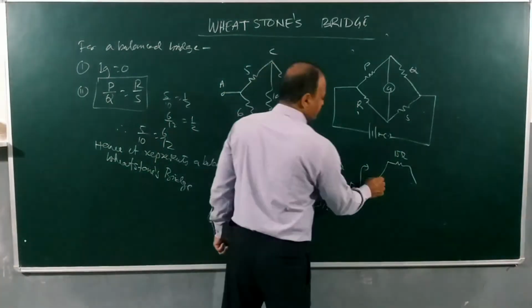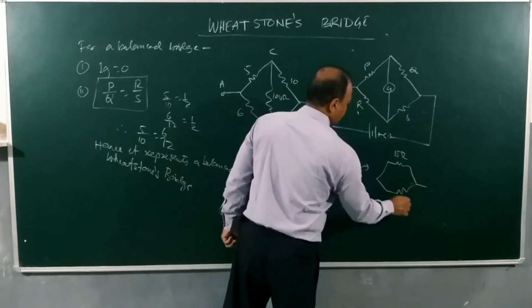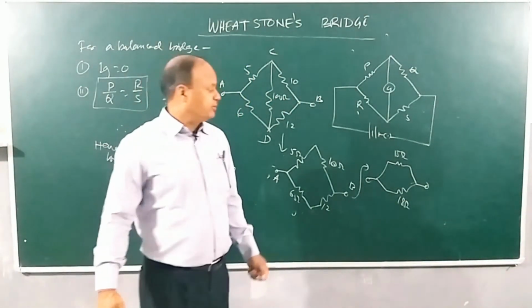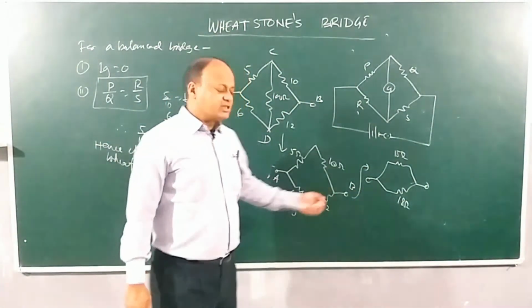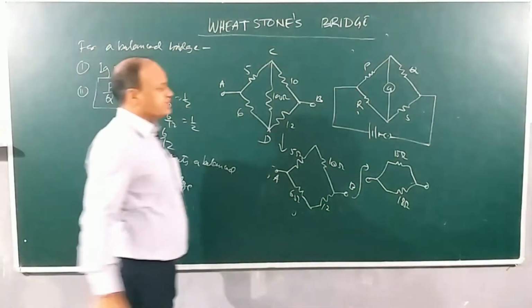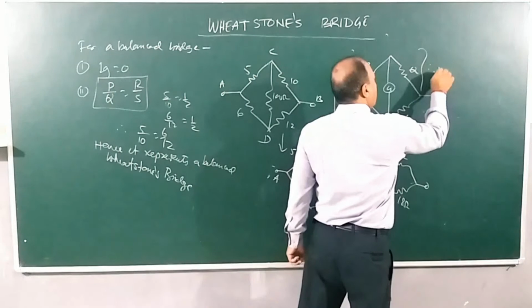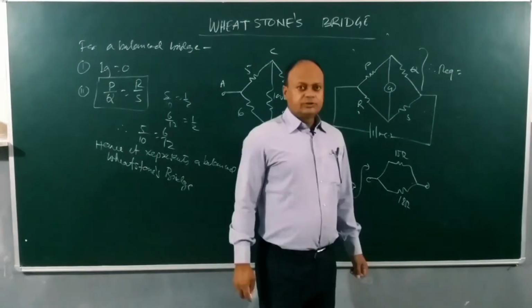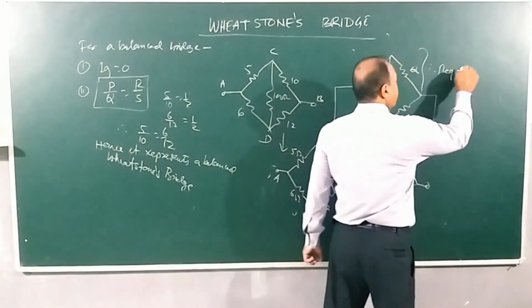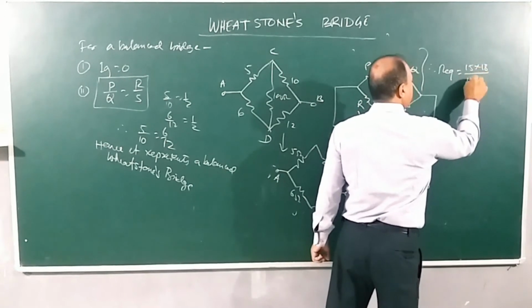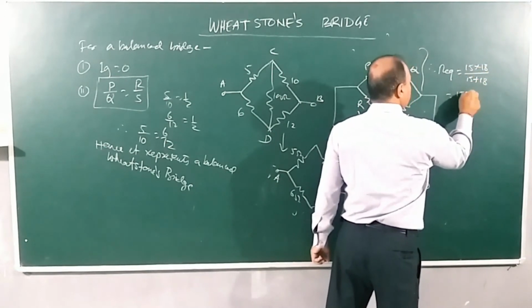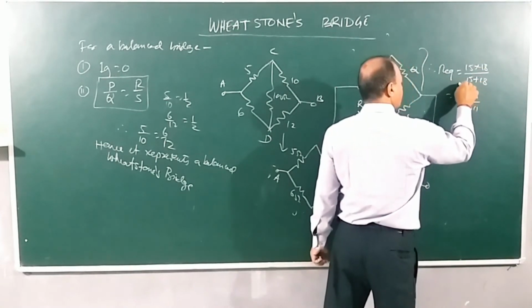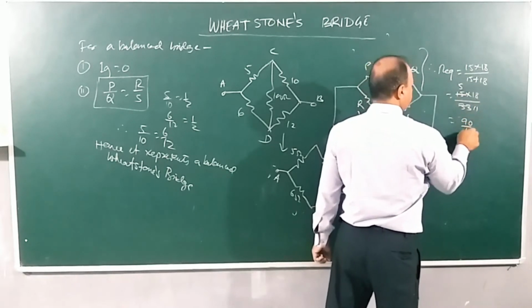6 and 12 are again in series. So how much is this? 18 ohm. And you can see that 15 ohm and 18 ohm are connected in parallel. Once I know this, then I can easily calculate equivalent resistance. Therefore, R equivalent is equal to 15 into 18 divided by 15 plus 18. So 15 into 18 divided by 33, 11, and this is 5, so 90 by 11 ohms.